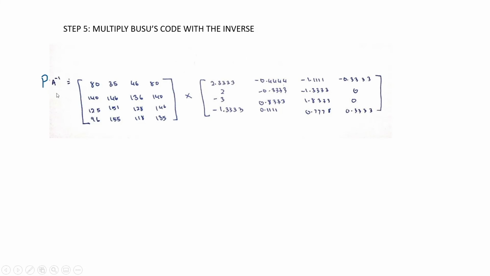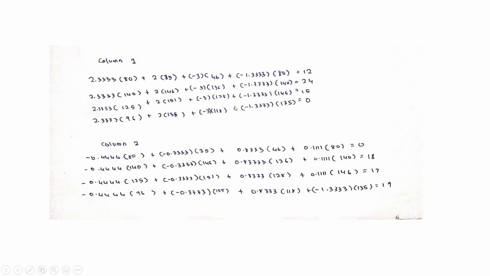After we got the inverse, we will need to multiply Busu's code that we got in the equation with the inverse, which is P, Busu's code, and A inverse, which we found. So this is how you do it for column 1, column 2, column 3, and column 4.